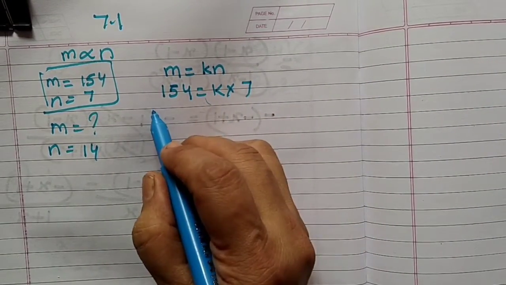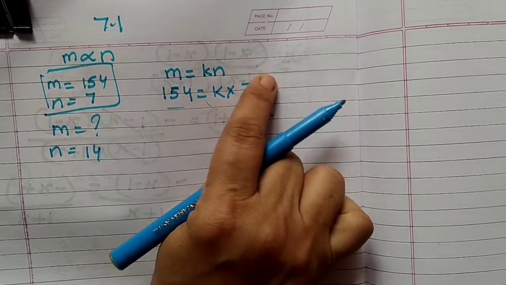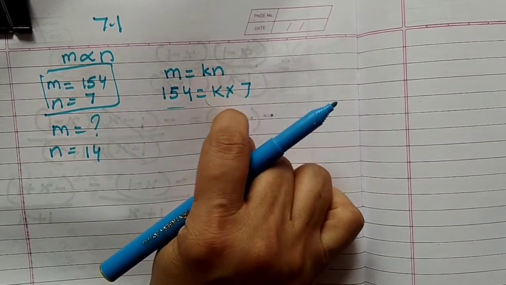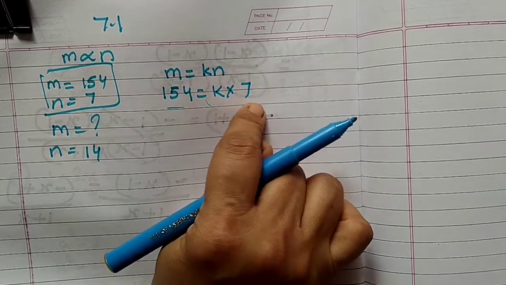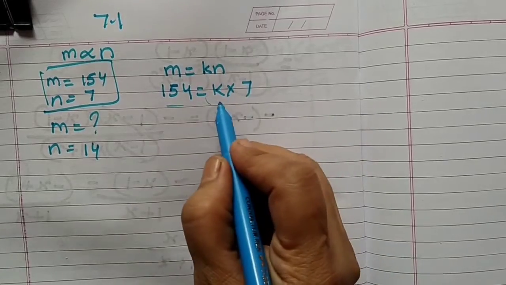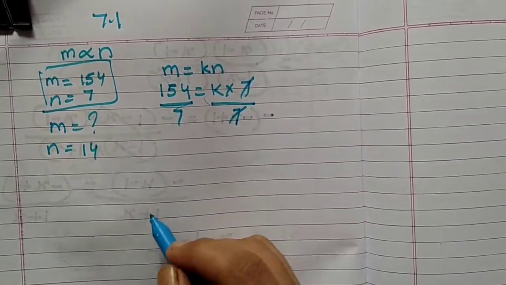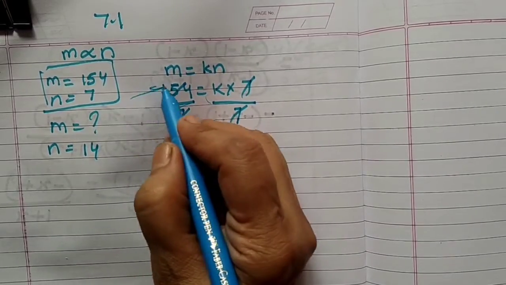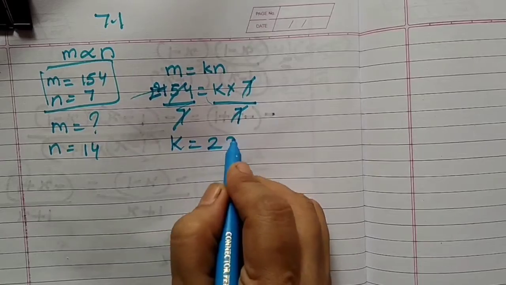Now we keep the k over here. We take the 7 to the other side. It will go in the denominator. I hope you know, whenever you are cancelling anything like this, what we actually do is divide both sides by 7. I divide this also by 7. So this 7 cancels, and 7 twos are 14. 7 twos are 14. So k is equal to 22.